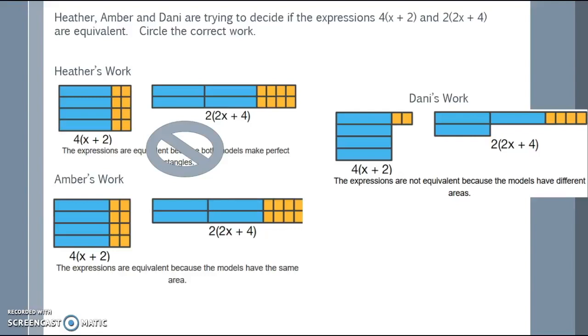Amber says that we have the exact same pictures, that the expressions are equivalent because the models have the same area. Amber, you are correct. They have to have the same area.